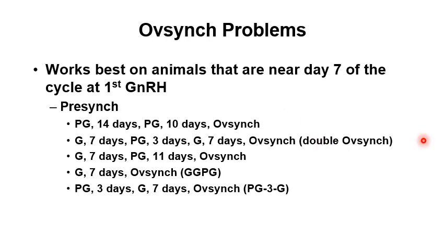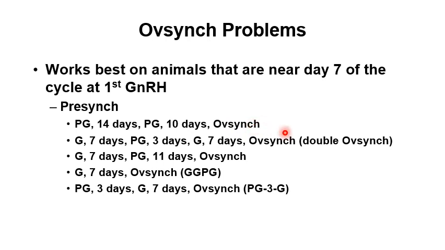Aside from the OvSynch protocol, there are also other ways that were developed in order to synchronize estrus, and that is the Presynch. In the Presynch, we can do this protocol. We administer first the PG, prostaglandin, and after 14 days, we administer the next bout of the prostaglandin. Then after 10 days, we can do the OvSynch. The aim of this is to get the animal to day 7 before starting the OvSynch procedure.